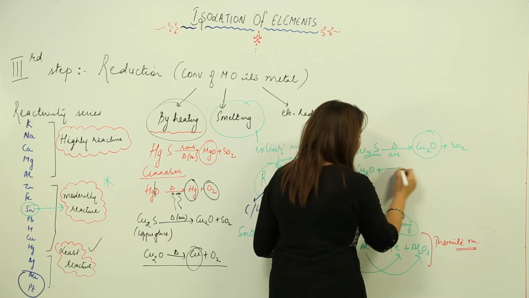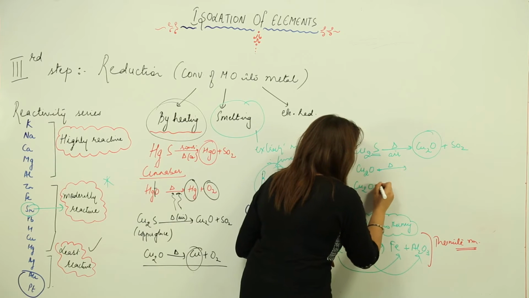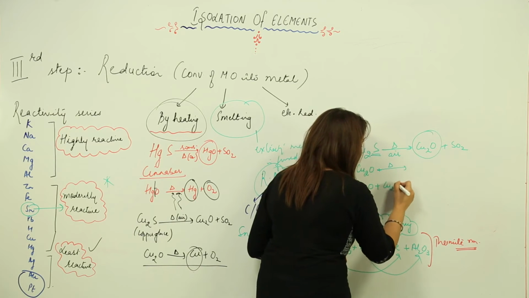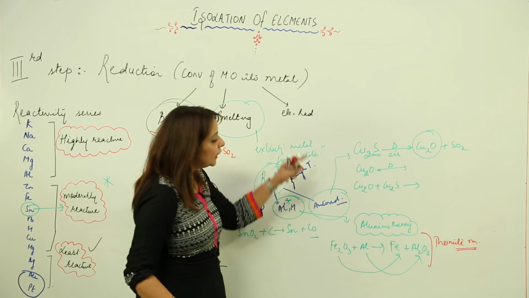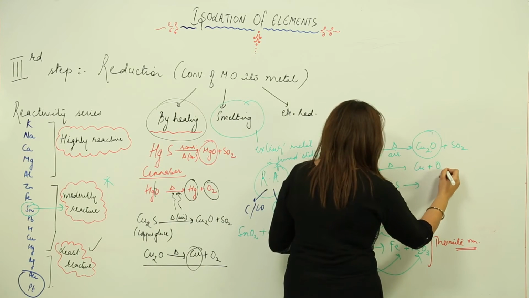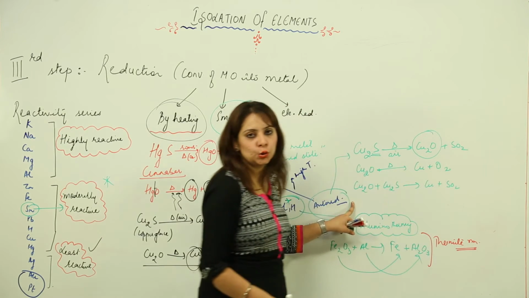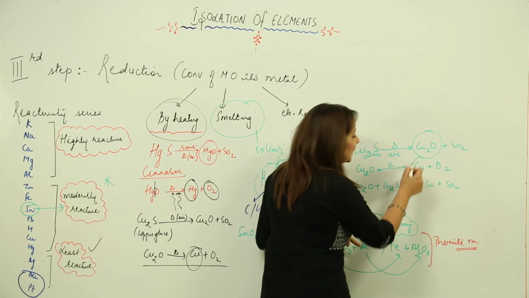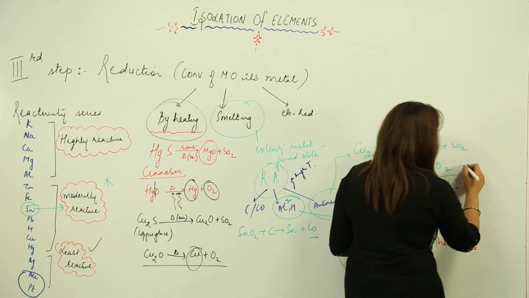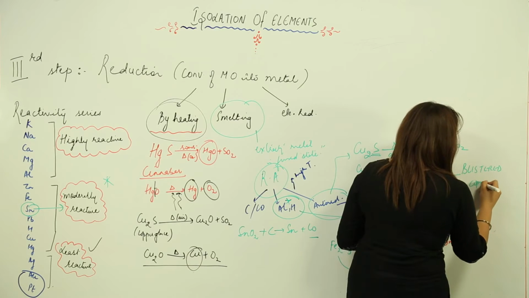Either I can heat it, right, or I can react it with the partially oxidized ore of its own. In both of the steps we'll get pure copper, but here the gas will be SO2. The copper obtained by this process is called blistered copper.